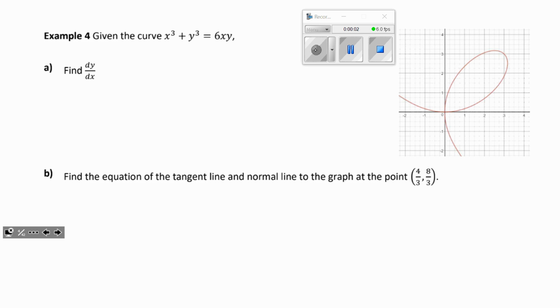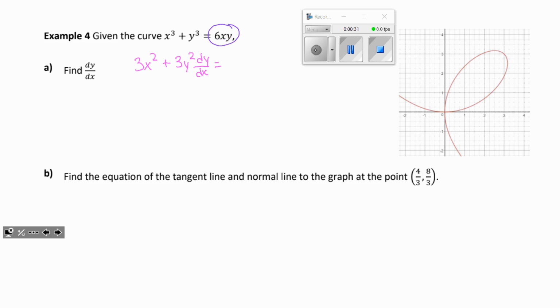All right, today in class we continued our work with implicit curves. So x cubed plus y cubed equals 6xy makes this fish-looking curve right here. If we take this derivative, it's going to be 3x squared dx dx. We don't need to write that. Plus 3y squared dy dx equals, and then we have this last thing on this side, that is a product.